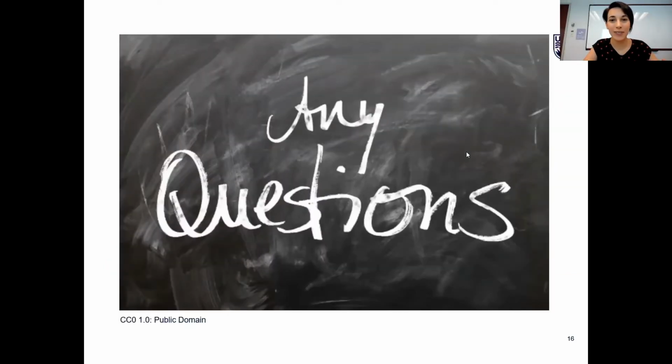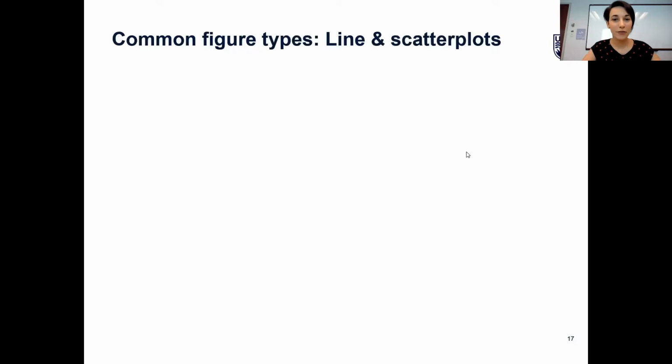Okay, thanks everyone. So I'm going to take over from here and talk about a few other chart types, and then move into some tips around accessibility and considerations around accessibility. So moving on to line and scatter plots. Again, thinking about the cases where one figure type is better or more useful than another.